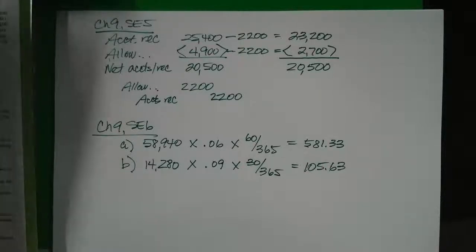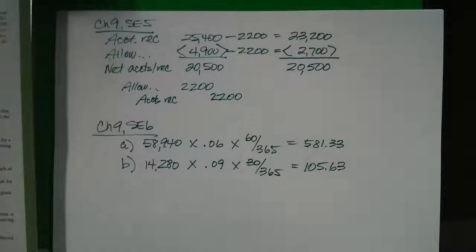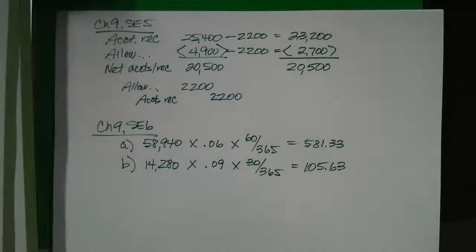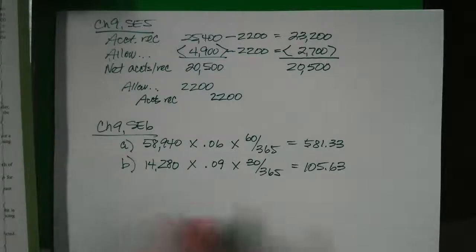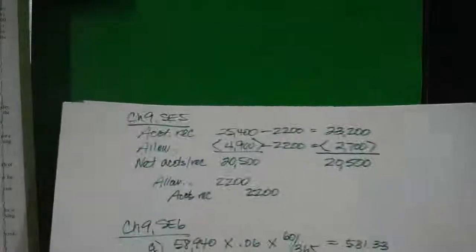Let's do E1A and E2A. E1A, and no, let's hop over and do E4A, which will make us contrast the same information for the aging method and the net sales method. Okay, Chapter 9, E4A.